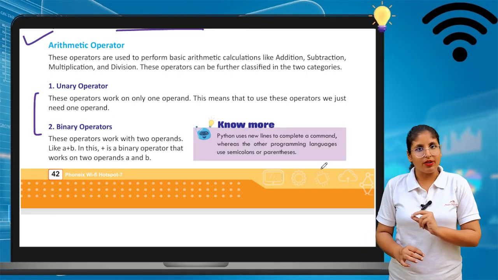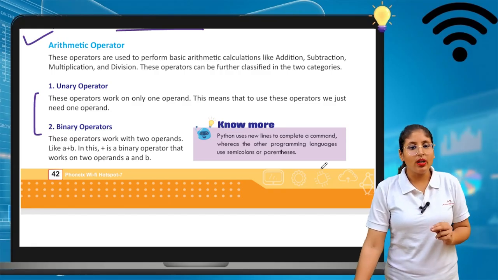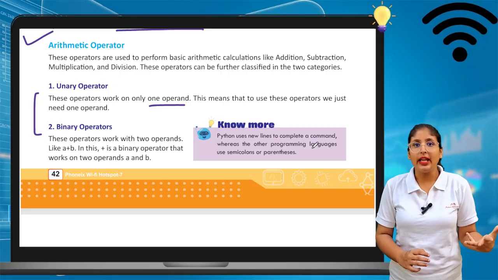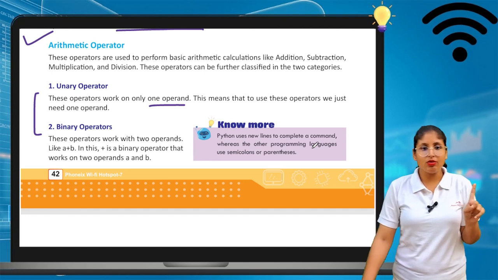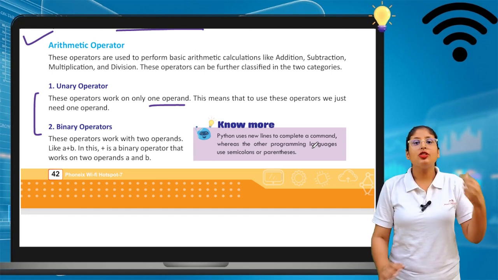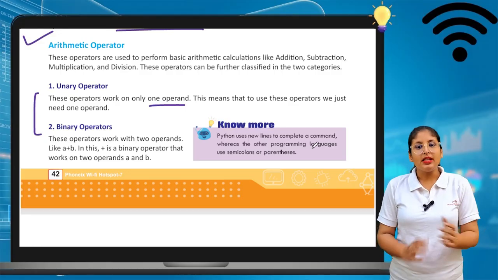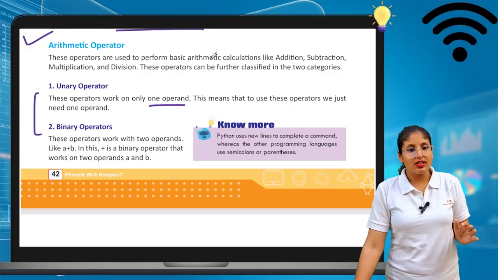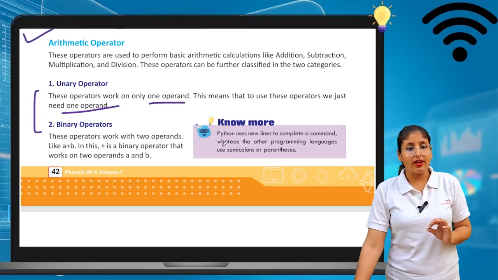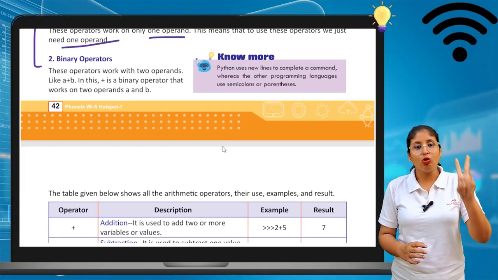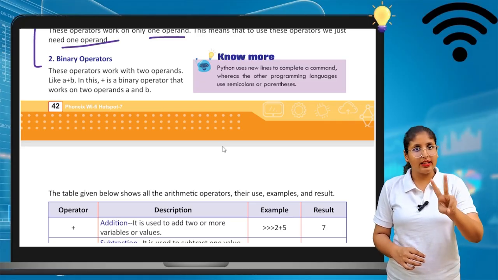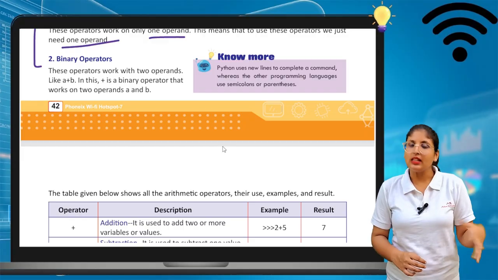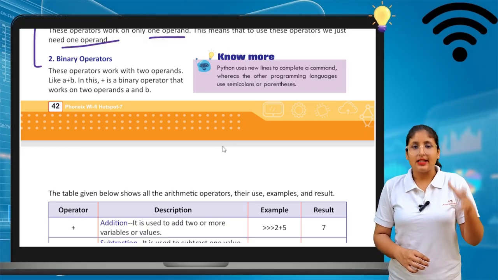What are unary operators? These operators work on only one operand. Unary means one, so we need just one operand for them. But in binary operators, we need two operands, because it is binary. Yes, in the previous chapter, we already learned about binary and decimal.